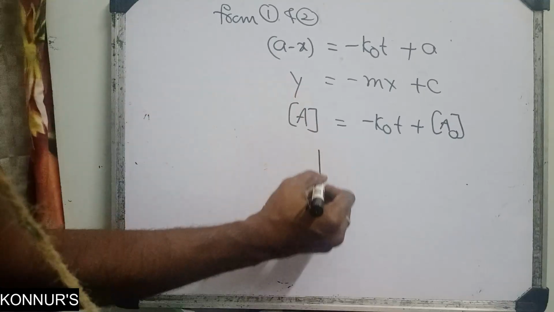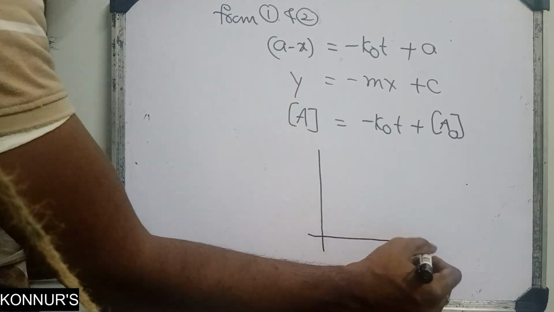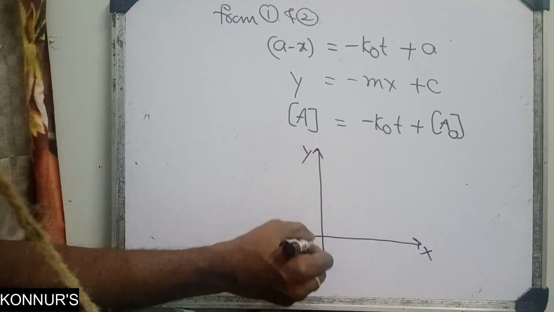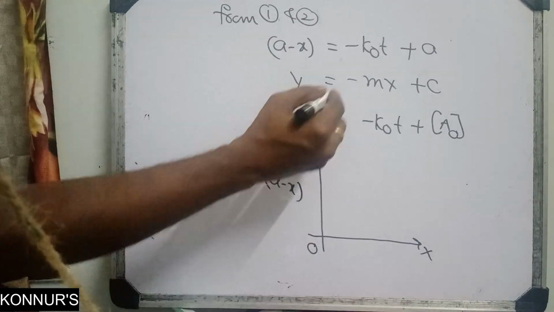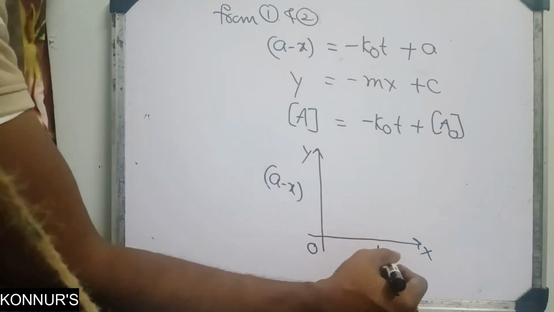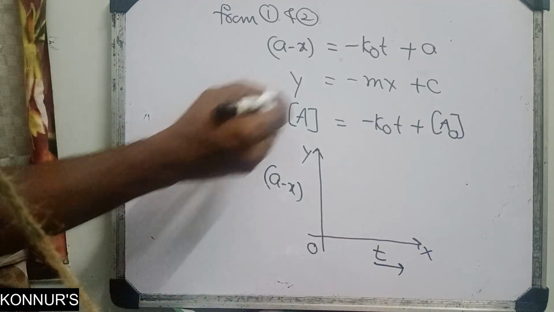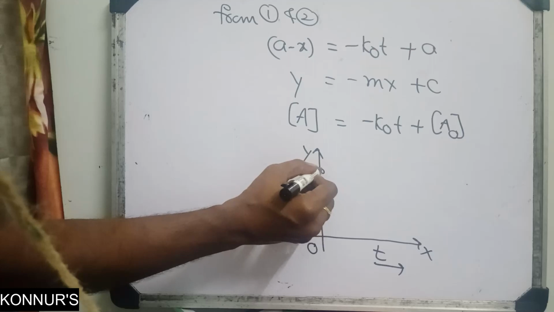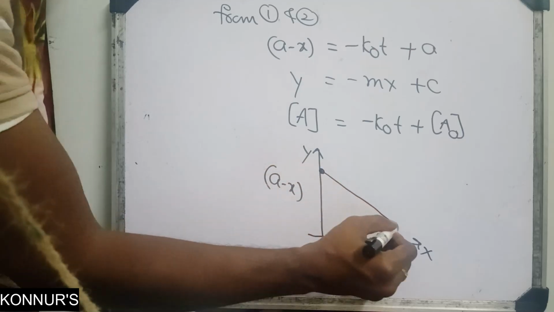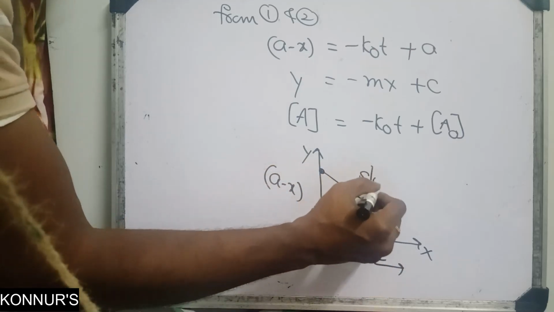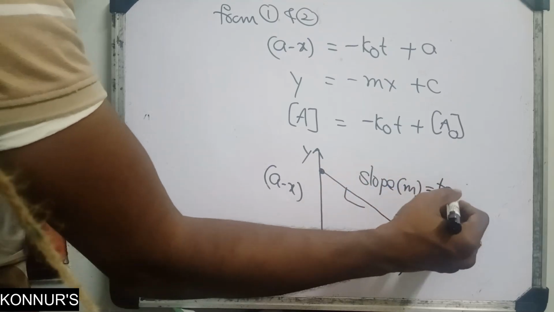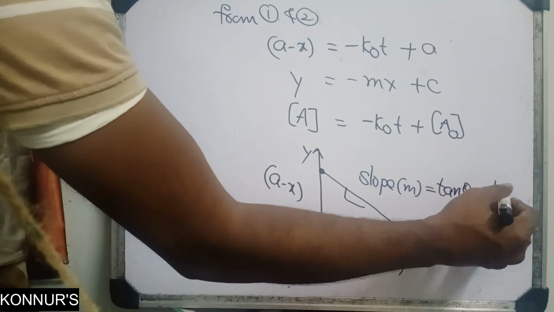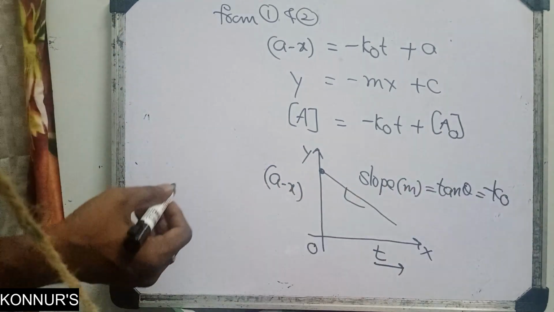On the y-axis you take the A minus x value, and on the x-axis you take time. Then it is a negative slope, coming down from the top. The slope m equals tan theta, which equals minus k naught.